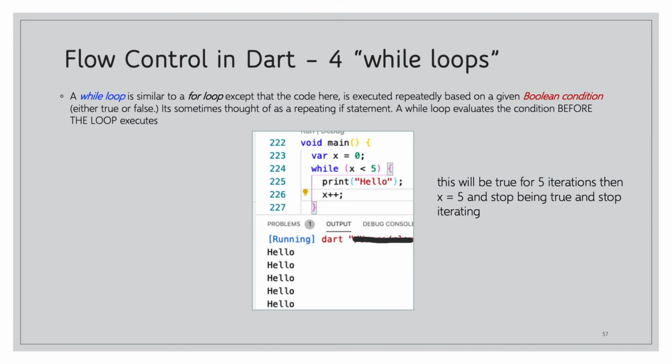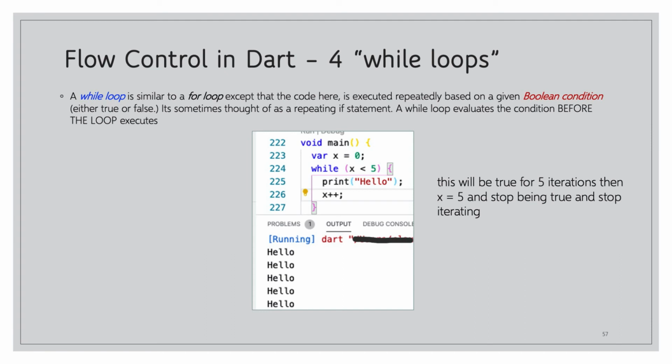Okay, our journey with flow control continues, and now we're talking about while loops. A while loop is similar to a for loop, except that the code here is executed repeatedly based on a given Boolean condition. It can either be true or false. It's sometimes thought of as a repeating if statement. A while loop evaluates the condition before the loop executes.